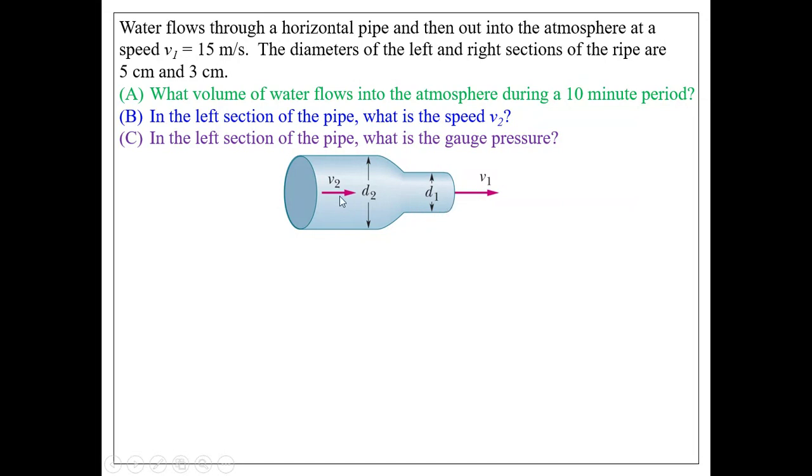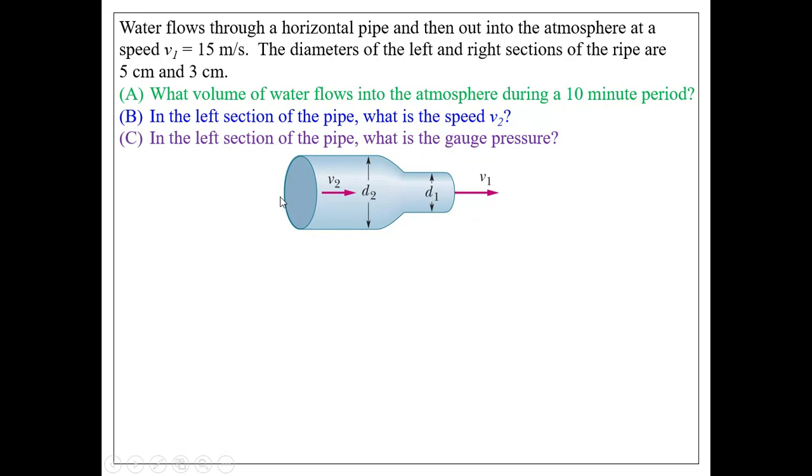On the diagram here, this is V2 on the left. V1 is given to us as 15 meters per second. So there's the entry and there's the exit. All right, let's go ahead and crack out part A. Part A wants us to find the volume of water that flows into the atmosphere during a 10-minute period.